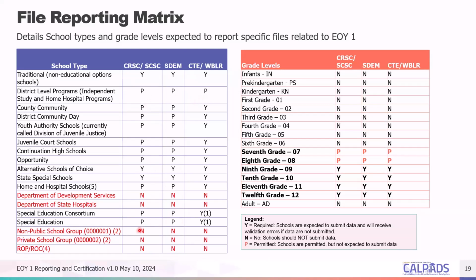If we go closer to the bottom here and we look at our non-public school group or our NPS schools, we see that these schools should not submit any of the end of year one data. NPS schools should not submit CRSC, SCSC, STEM, CTE, or work-based learning data in end of year one. So NPS schools are exempt from the end of year one reporting.